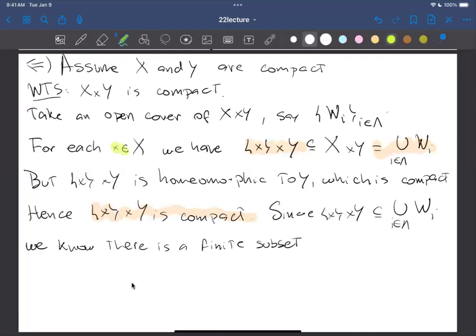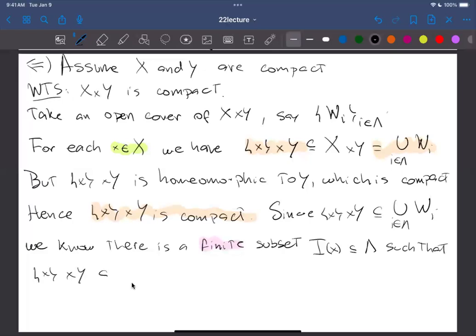So I have a fixed x. So the subset will depend on x. And the very important thing is that it is finite. This is crucial. So we have a finite subset that's going to cover the slice. So the slice is actually going to be inside this finite union. Just take indices in I_x. Sorry, that should be W's. Are we okay so far?